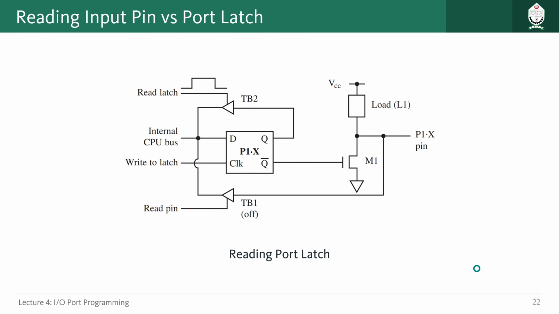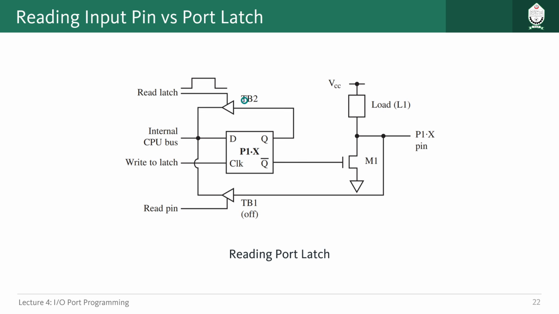Okay, so whatever we have talked about so far may seem easy, but now it will get complicated because there are two possibilities whenever we are trying to read from a pin of the microcontroller ports. One of the things we have already seen so far: whatever we are sending from the outside to our pin, we are getting as input, which is being read through this path, right? Because of this read pin signal which is enabling this tri-state buffer, TB1.